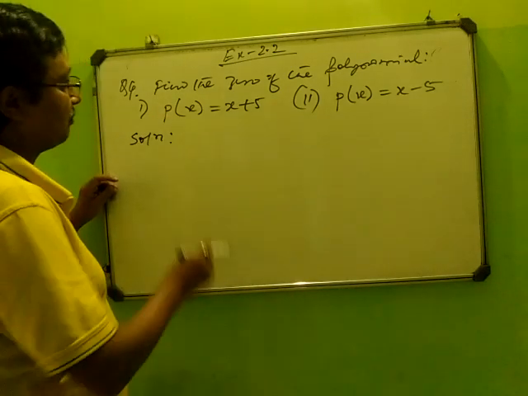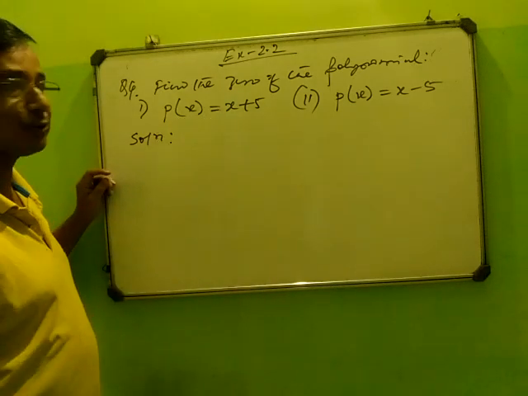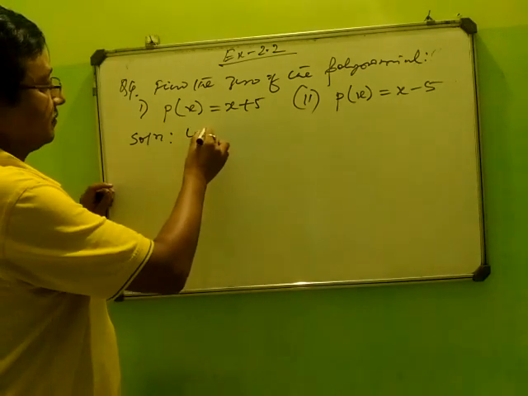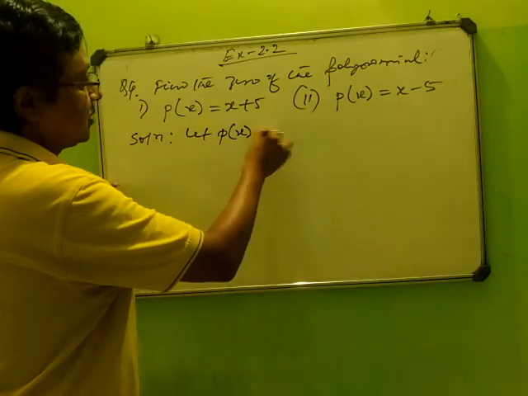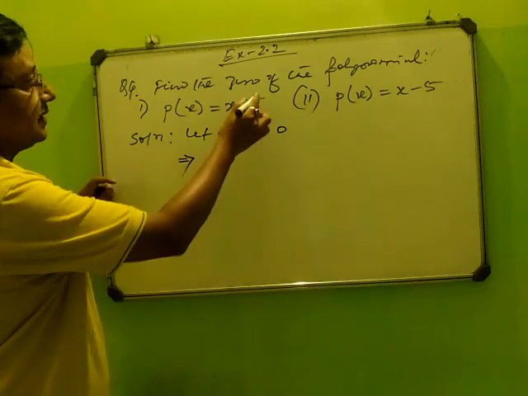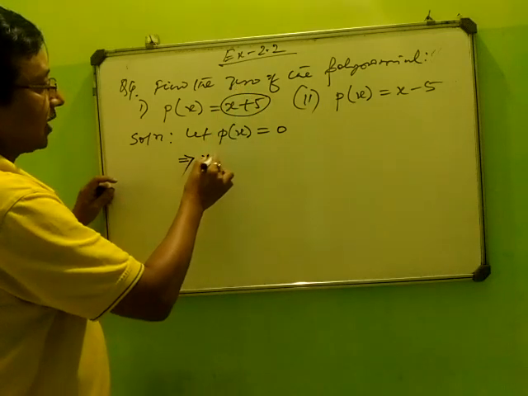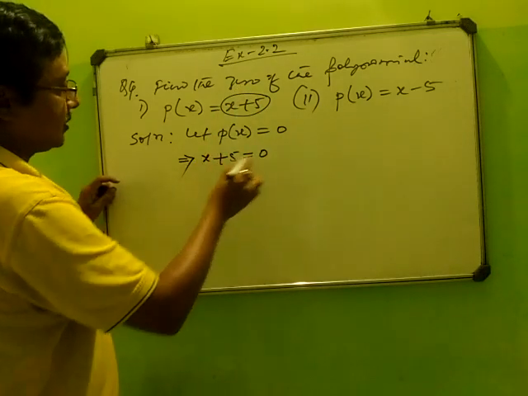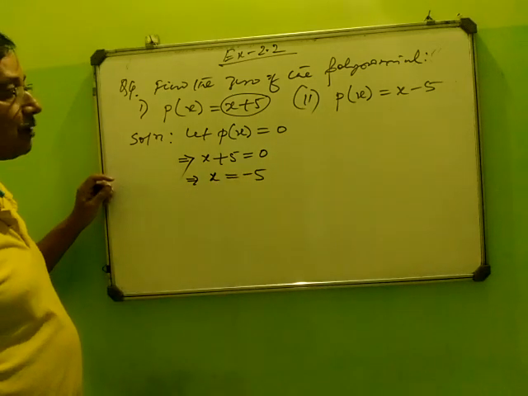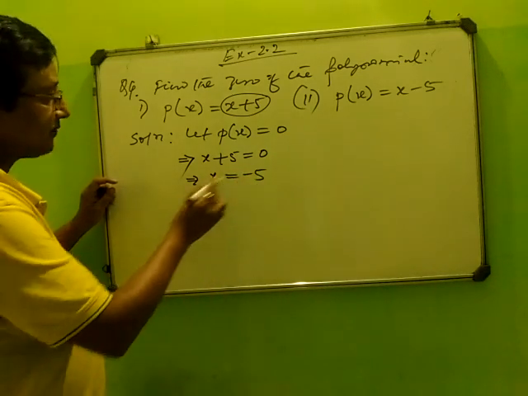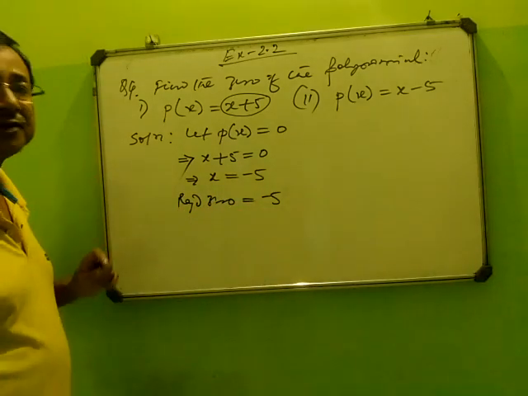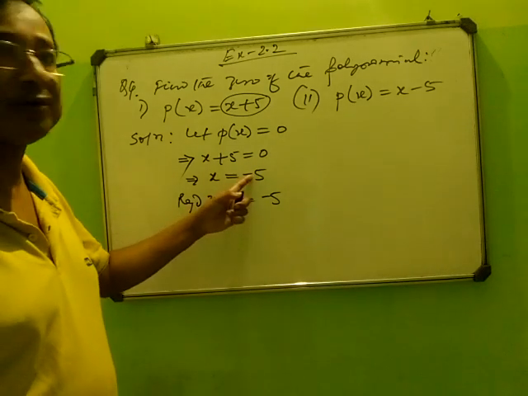You will assume that p of x equals 0 when you are being asked to find the zero. Let p of x equal 0. How much is p of x? It is given as x plus 5. So you write x plus 5 equals 0. This gives x equals minus 5. So now here, what is the zero? The zero is minus 5. So record the zero: it is minus 5, which you have called the solution or the root.